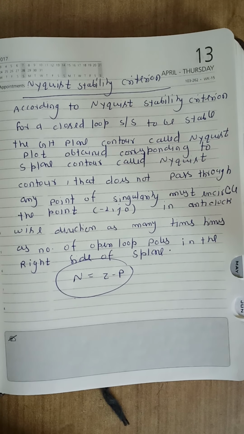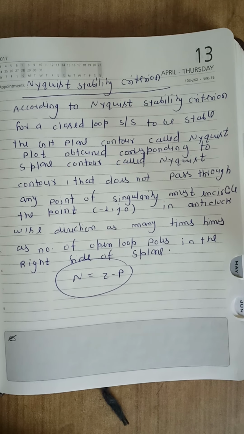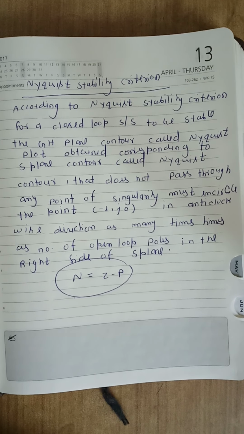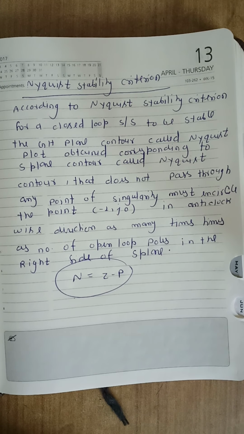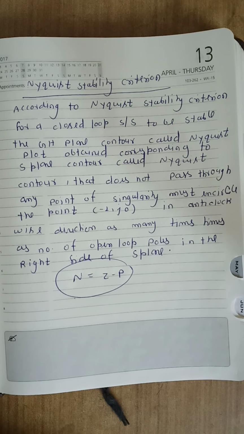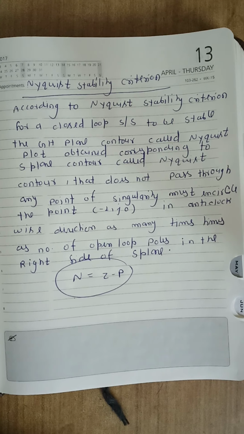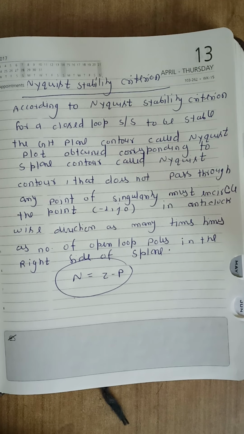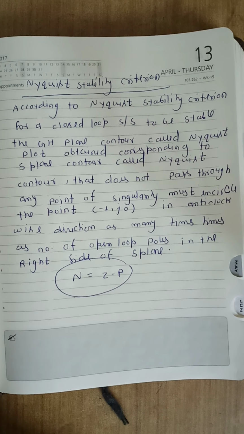And one thing also remember, Nyquist stability criteria is based on a theorem of complex variables due to Cauchy, or principle of argument. So that's why you have to know all terms used in principle of argument. Otherwise, we cannot understand the statement for Nyquist stability criteria.